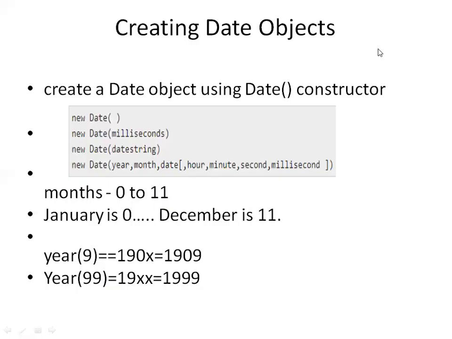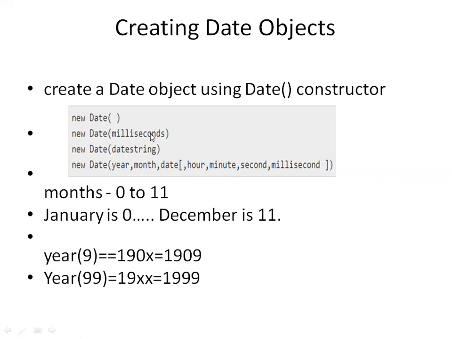In order to create a date object, we are using the Date constructor. Here we have four methods to create the date object. The first one is the constructor with no arguments. What does it mean? new Date(). The second method is the constructor with one argument of type number. It is nothing but new Date(milliseconds).